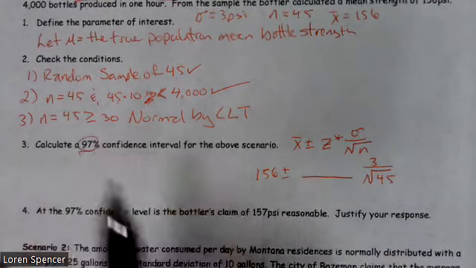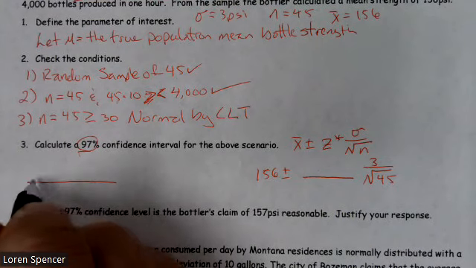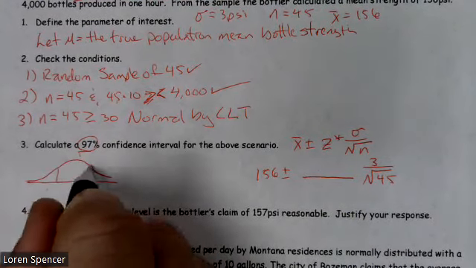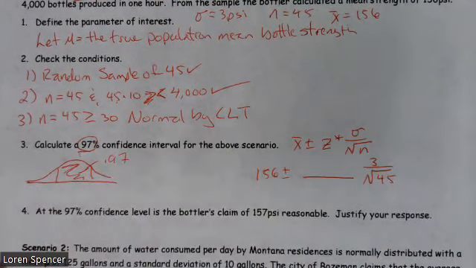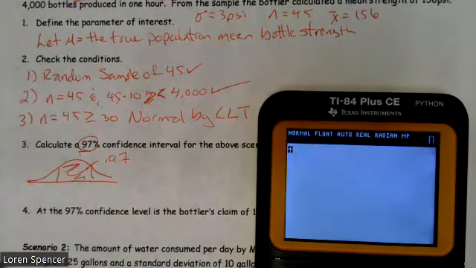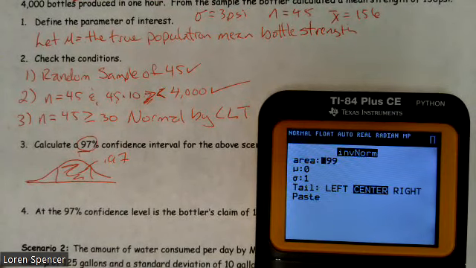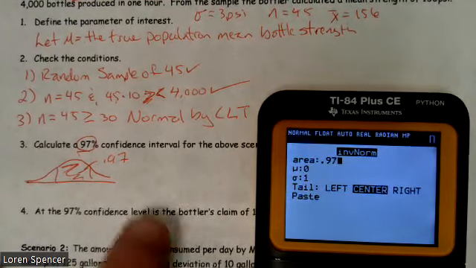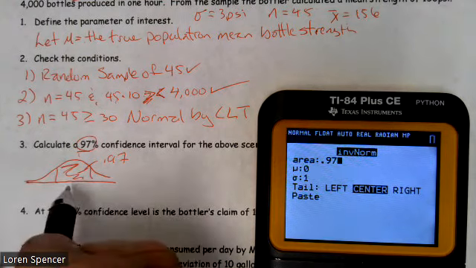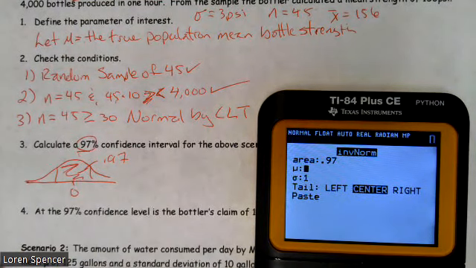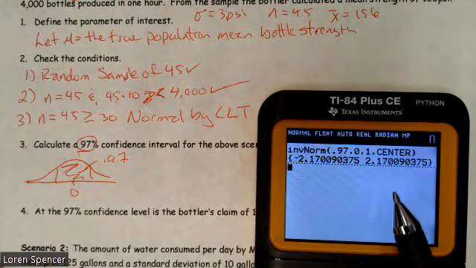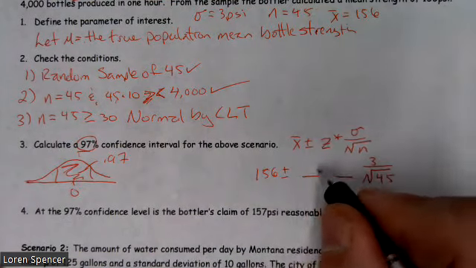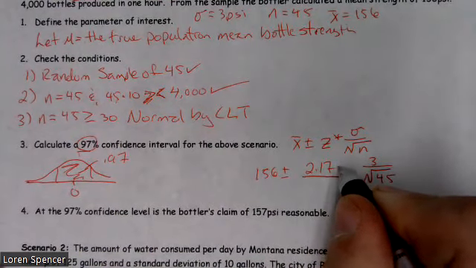Well, they want a 97% interval. So that means I'm going to have to go to my inverse norm and do a 0.97. So let's do that. So second vars, inverse norm, 0.97. It's a z score, so our mean is 0. We want to make sure we're centered. And we end up getting 2.170. So this is 2.170.